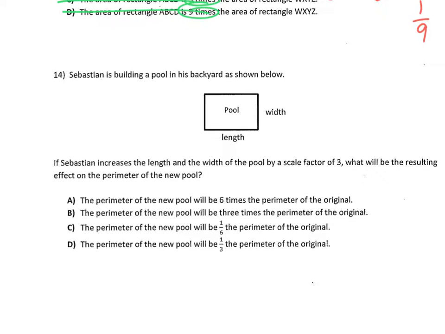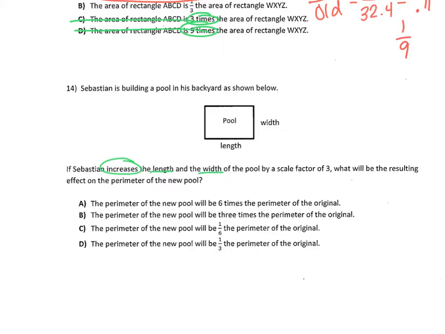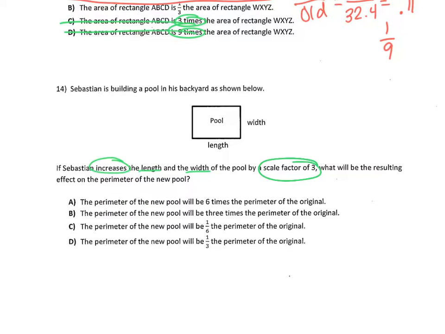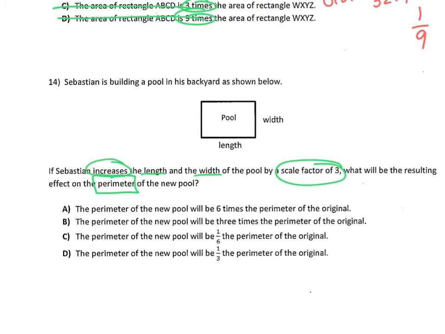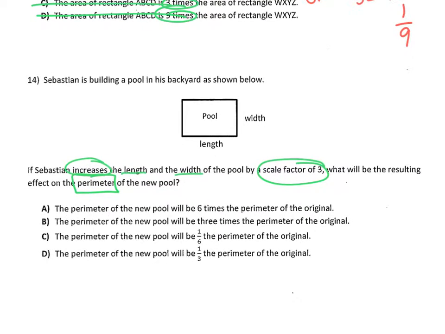Number 14, Sebastian is building a pool in his backyard as shown below. If Sebastian increases the length and the width of the pool by a scale factor of 3, what will be the resulting effect on the perimeter of the new pool? We did this on our page the other day. Since you don't have any numbers, a lot of times it helps to create your own numbers. So you can make a new width and a new length and then solve from there.